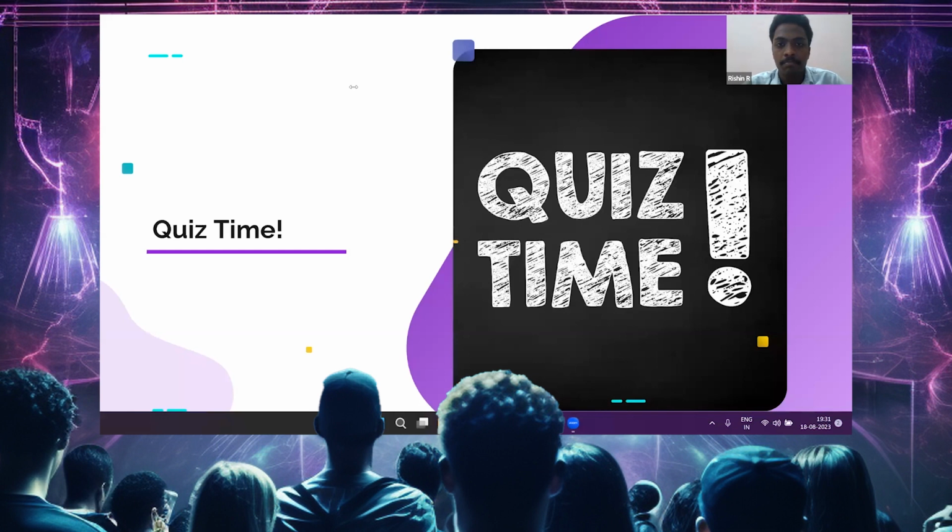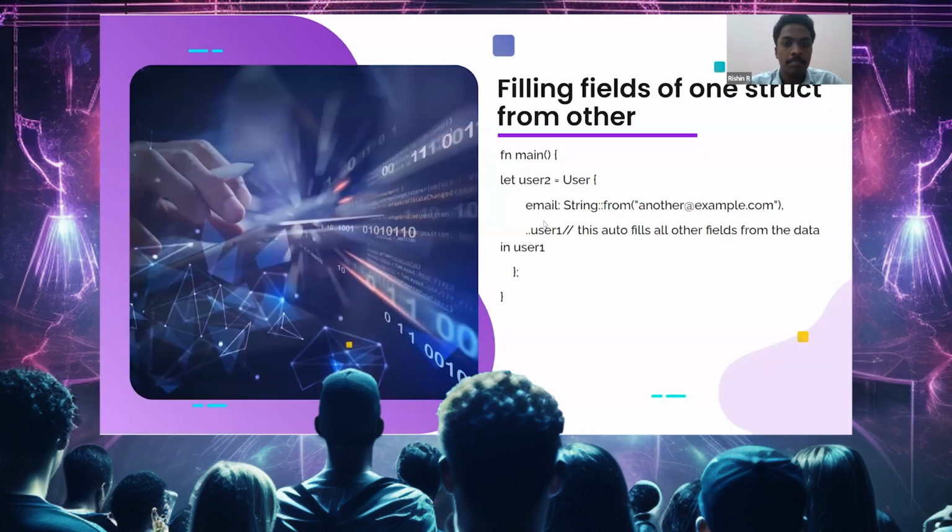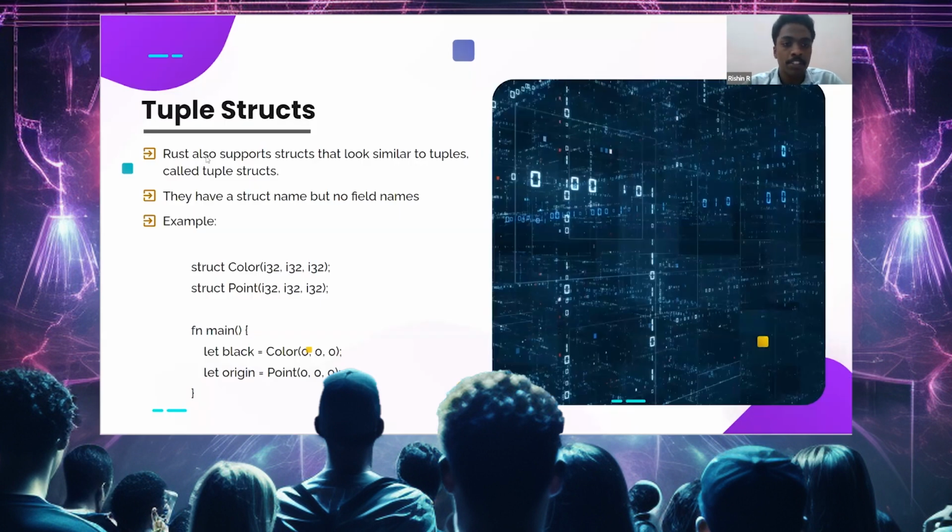I'll go back to the theory. So we have discussed how to fill in the data. I think now it's very easy to understand. You can use another or previously created object to auto fill from the data in the second object. Simple. We also discussed tuple structs, where you can use struct Color or struct Point. You can relate this to real world situations.